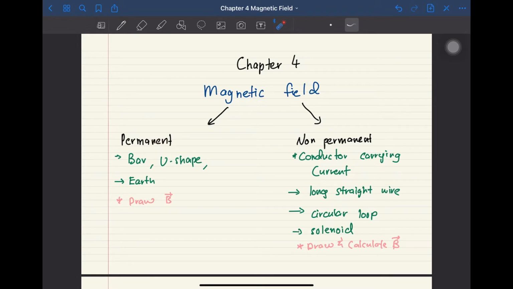For non-permanent magnets, a conductor carrying current, you have three types: long straight wire, circular loop, and solenoid. Each one of these has a specific formula, and for solenoid you actually have two formulas. For calculation, most of the time they will ask you to calculate about a conductor carrying current. Even if they ask you to calculate the magnetic field over here, maybe it doesn't have any specific formula, so maybe they give you a few criteria and then you can calculate the B instead. But for formulas, you'll be using this part.